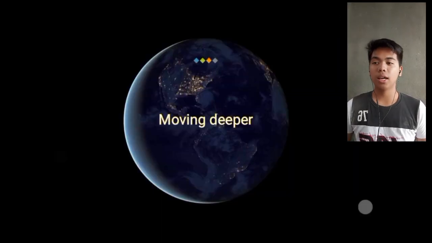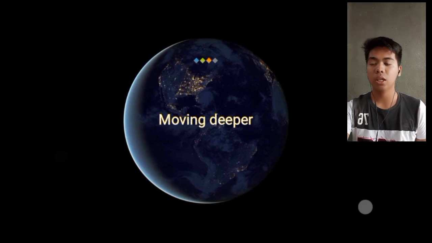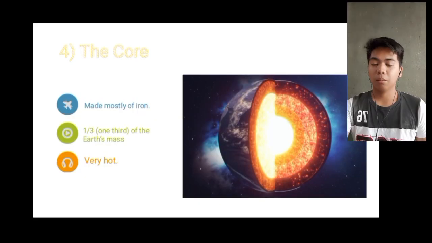Okay, we are already done with our two destinations, which are the Earth's crust and the Earth's mantle. And now we will go to the deepest part of the Earth, which is the core. Beneath the mantle is the core. The outer core contains iron. When it flows, it generates a magnetic field. When we say magnetic field, it is the region around a magnetic material or a moving electric charge within which the force of magnetism acts.